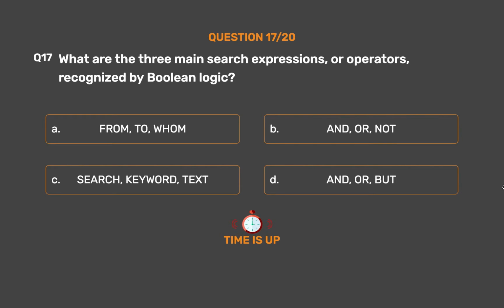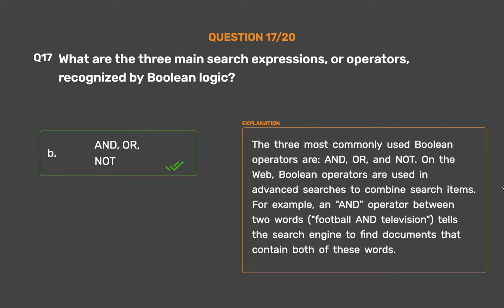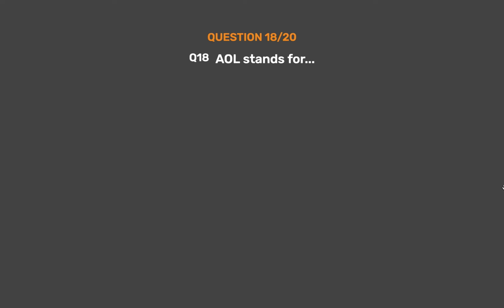The correct answer is option B. And, or, not. The three most commonly used Boolean operators are and, or, and not. On the web, Boolean operators are used in advanced searches to combine search items. For example, an AND operator between two words, football and television, tells the search engine to find documents that contain both of these words. Question number 18.